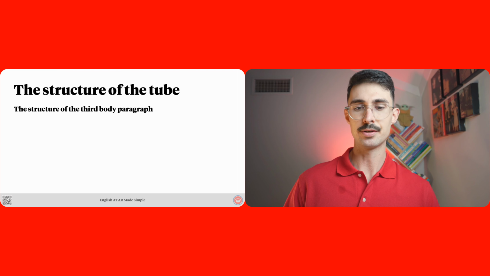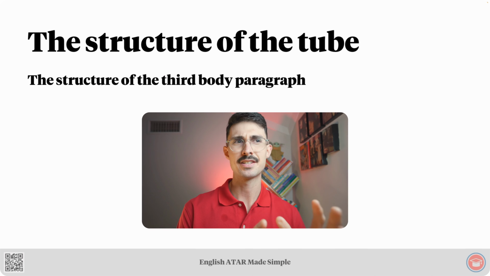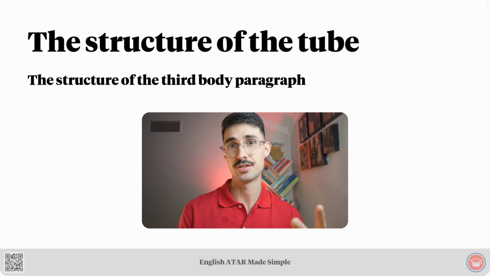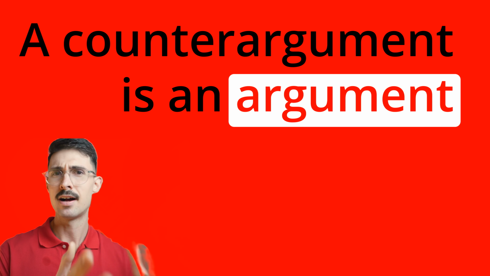Let's take a look at the structure of the third body paragraph. As we saw, this one has a slightly different structure to the first 2. The structure is different because a great persuasive text requires you to acknowledge counterarguments. What do I mean by counterarguments? A counterargument is an argument that opposes your own. It is counter to your own argument or belief.